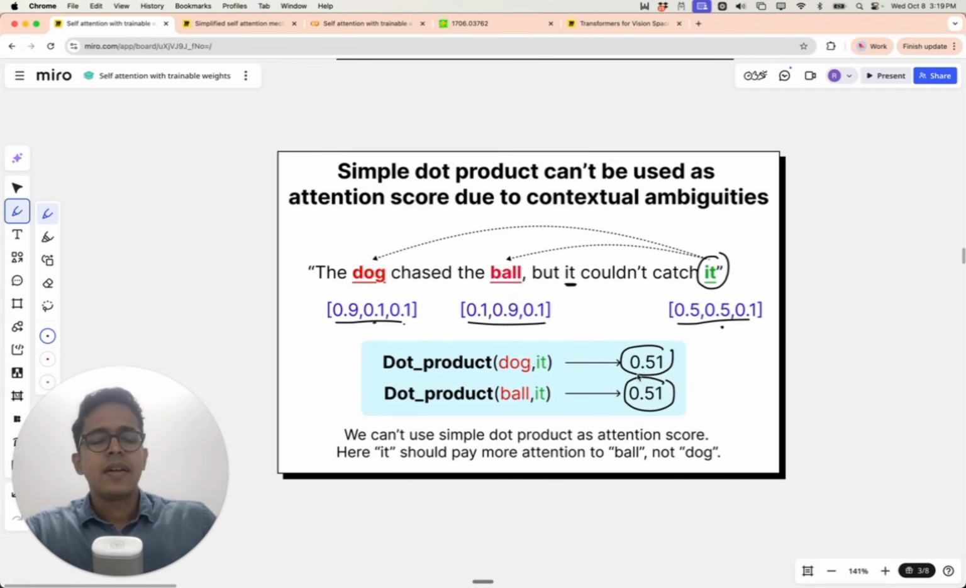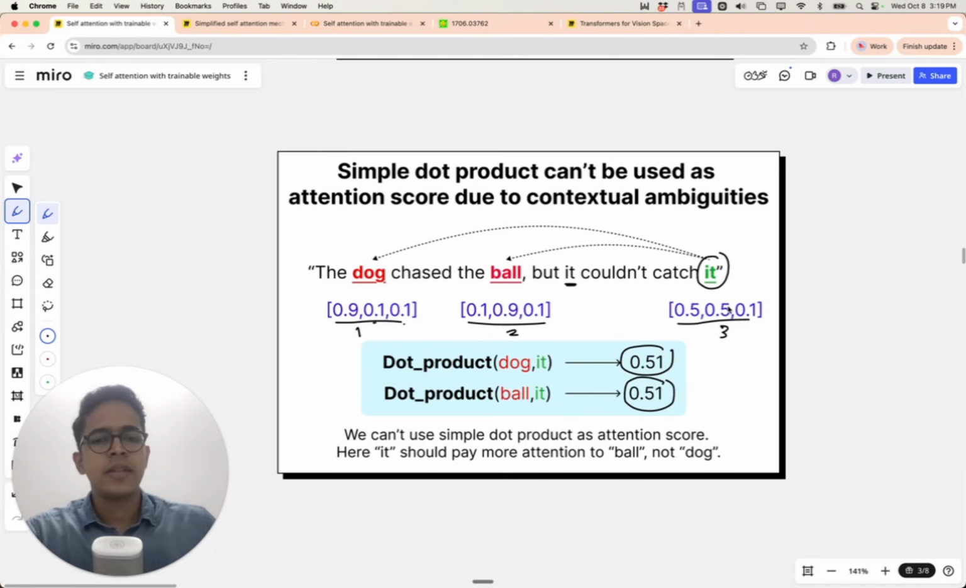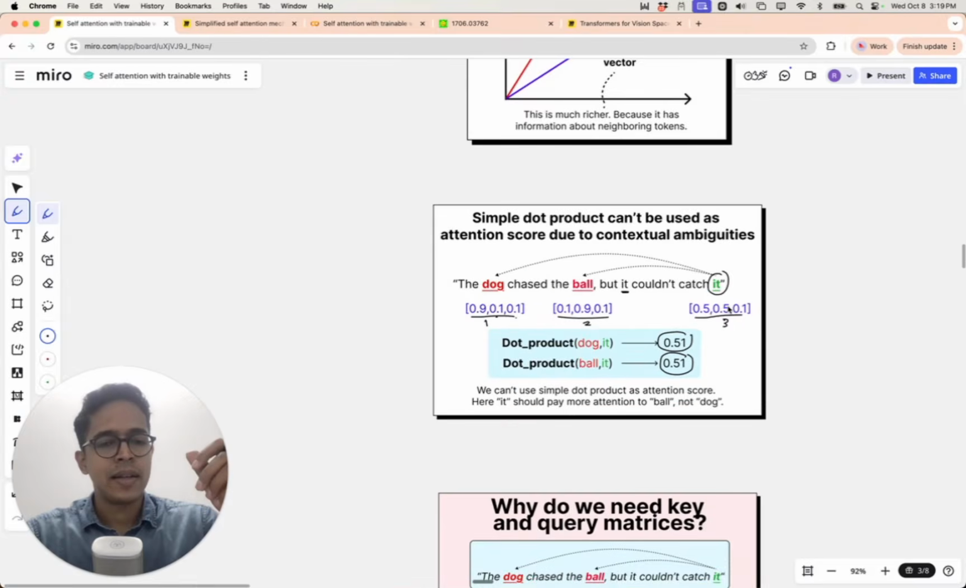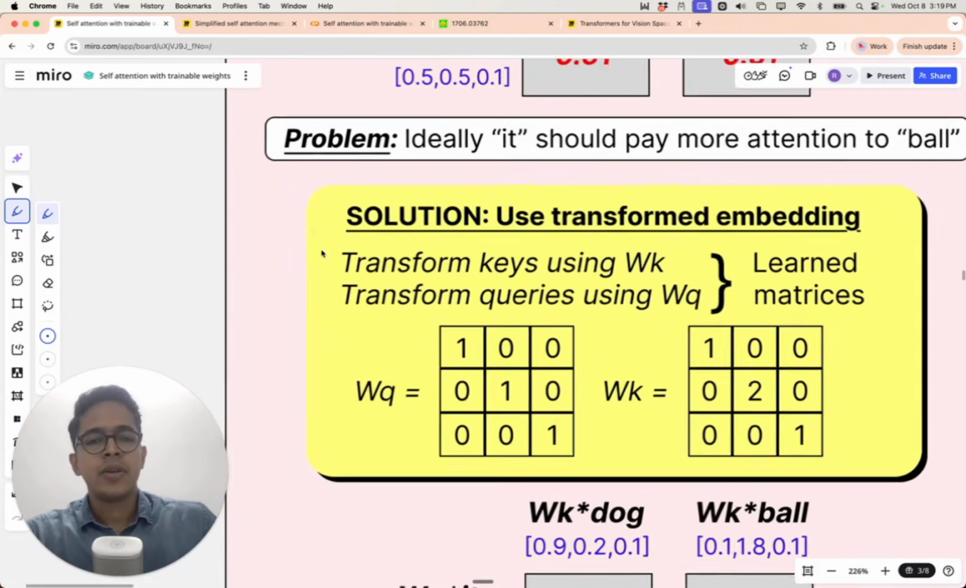Same thing. So although the input embeddings are different, these are 3 different input embeddings, when you take the dot product, the attention scores between dog and it and ball and it are exactly the same. So somehow taking the simple dot product from your basic input embeddings is not working here, right? This is just a numerical example, which is oversimplified, but it drives home the point that you should not be taking the direct dot product between the input embeddings if you want to avoid situations like this. So this is where the solution was introduced: you transform the input embedding.